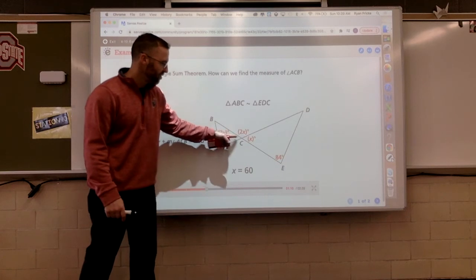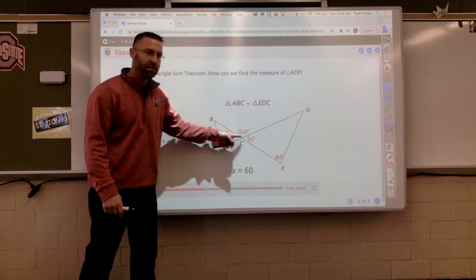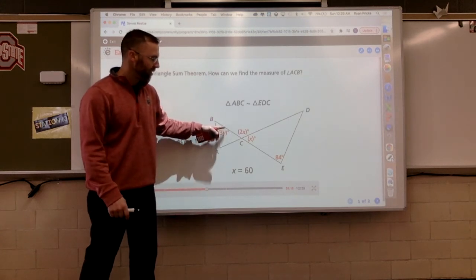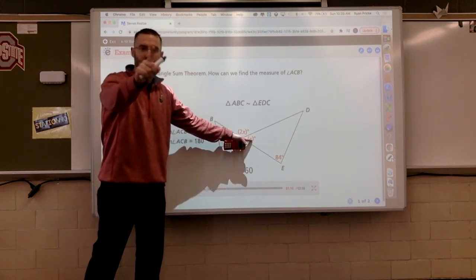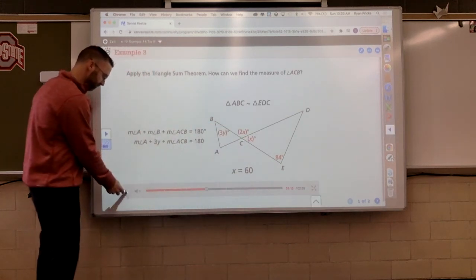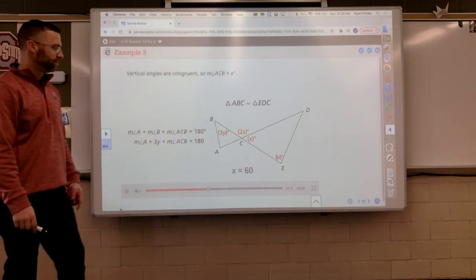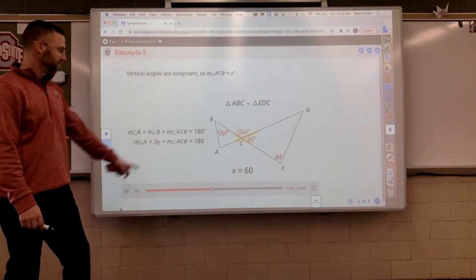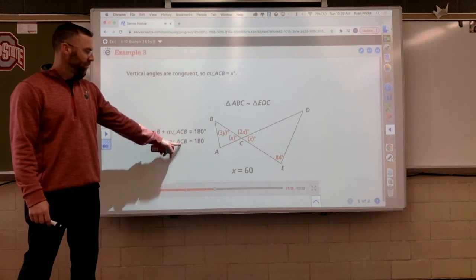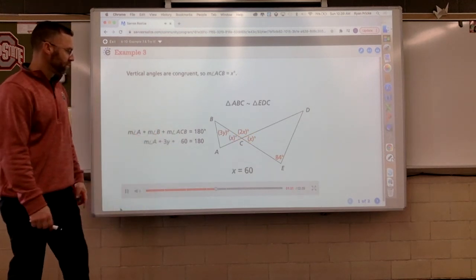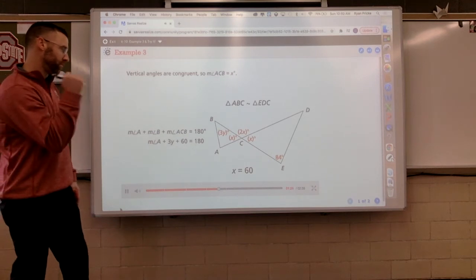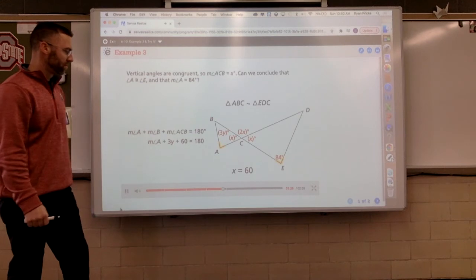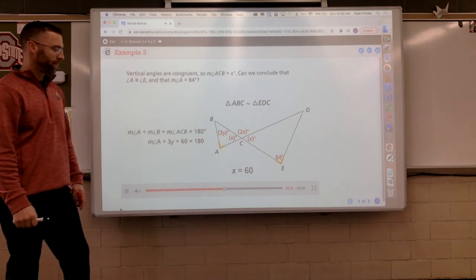Well, look for your relationship, opposite side of a vertex. Those are vertical angles. So what is angle ACB? It's the same as this angle, which was 60. Vertical angles are congruent. So the measure of angle ACB is equal to x degrees. We know that x equals 60, so substitute 60 for the angle measure in the equation. Can we conclude that angle A is congruent to angle E, so its degree measure is 84 degrees?